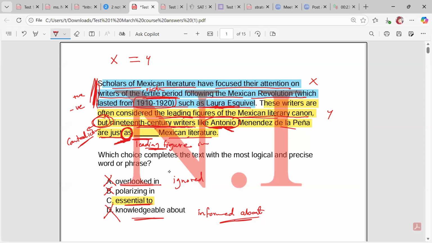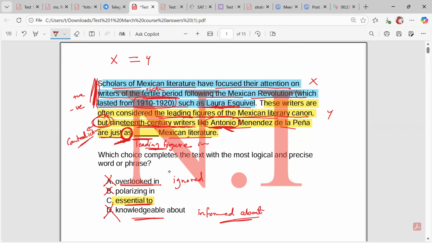But why is the word but there? It just confuses me. Yes, it is meant to confuse the students, but here I'm saying they focus on these writers as the leading figures, but the 19th century writers like Antonio, whoever, are just as leading in Mexican literature as those mentioned. Is it clear? Those ones are maybe less mentioned. They are saying they are just as essential to Mexican literature as well. You got it?